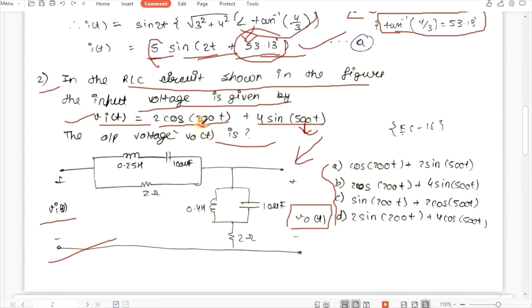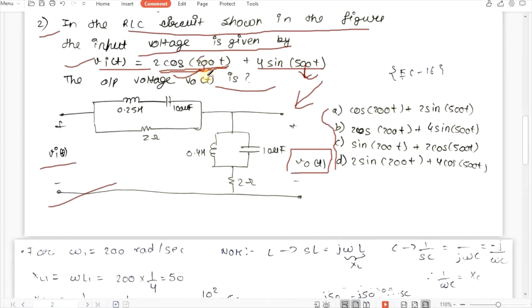So you have to consider one input source at a time. Now let us consider that 2 cos 200t is active. So basically our omega is 200 for now.